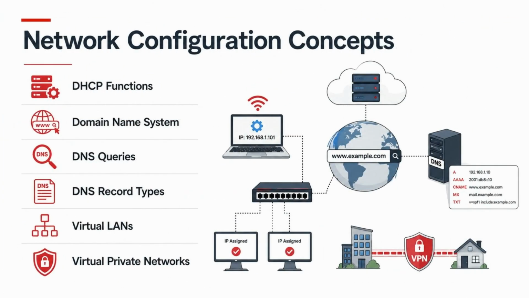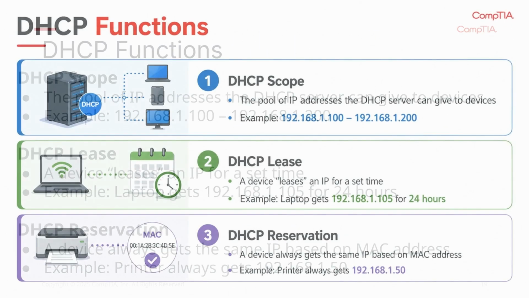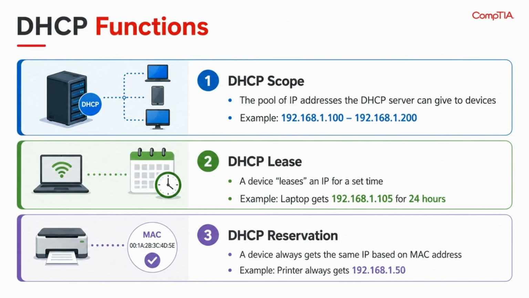This module explores core configuration concepts: DHCP, DNS, DNS queries, various DNS record types, VLANs, and VPNs. Understanding these is fundamental for managing modern network environments effectively. Let's dive deeper into DHCP functions. A DHCP scope defines the pool of IP addresses available for distribution. Devices then lease an address for a set duration, or you can create a reservation to ensure a device always gets the same IP based on its MAC address.